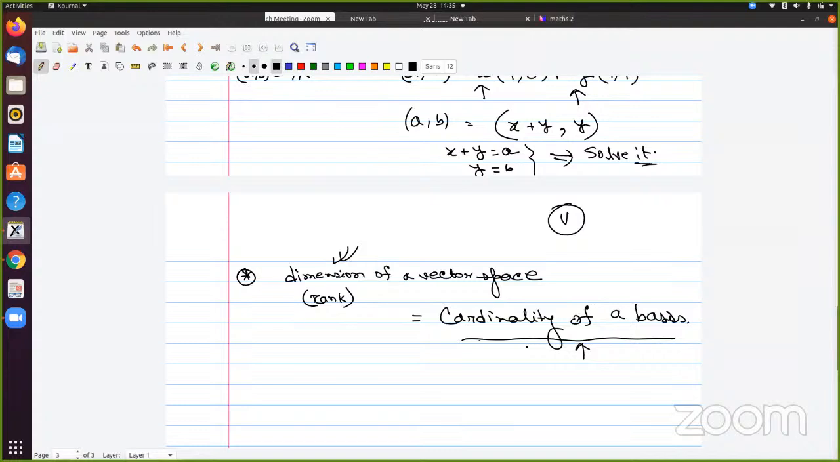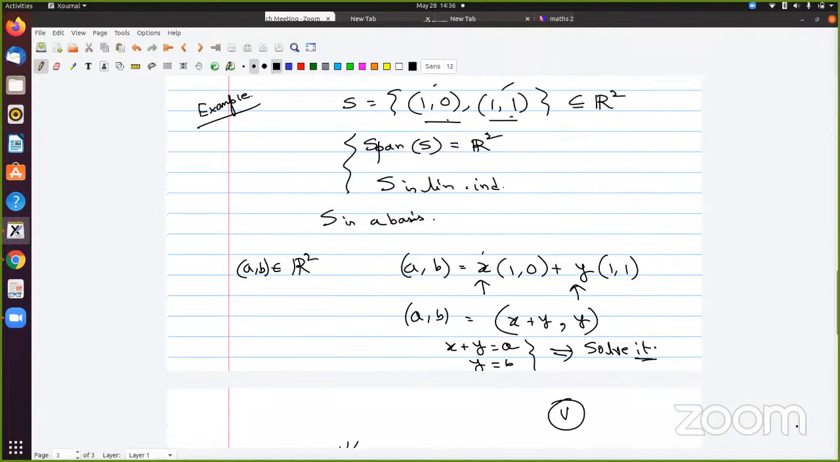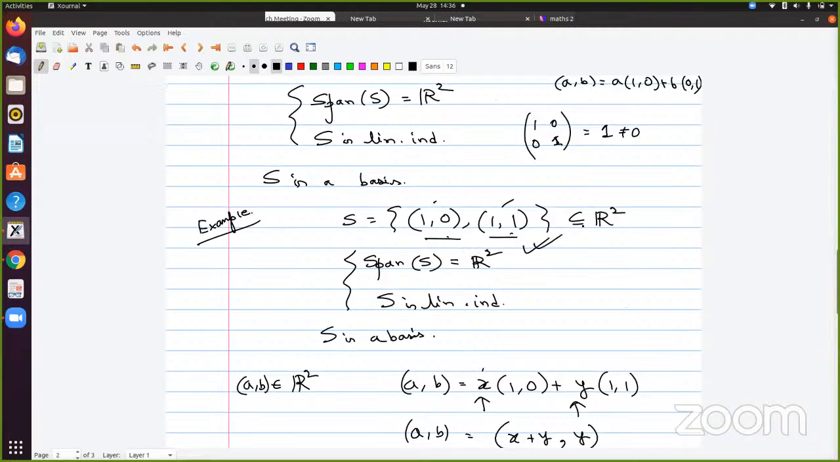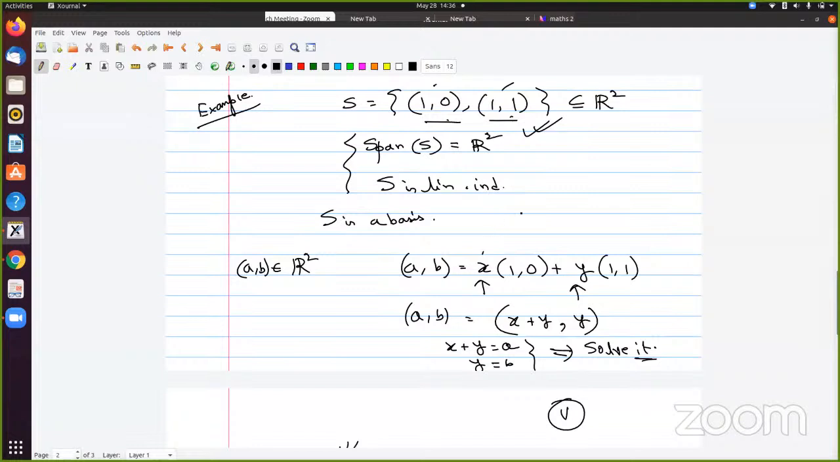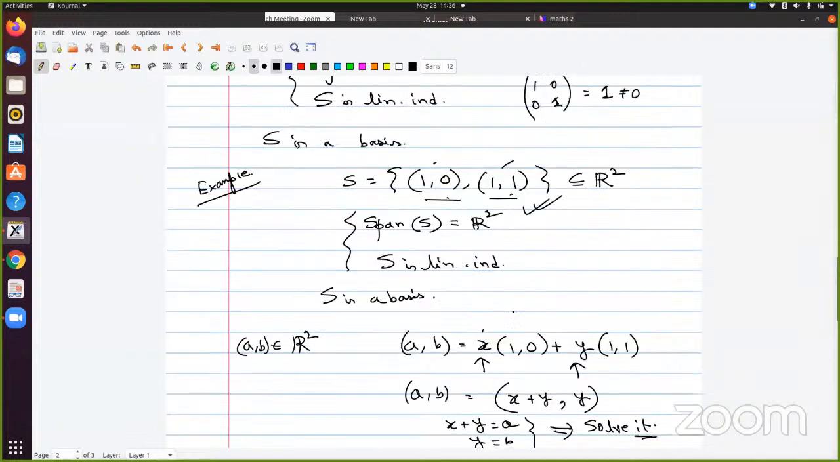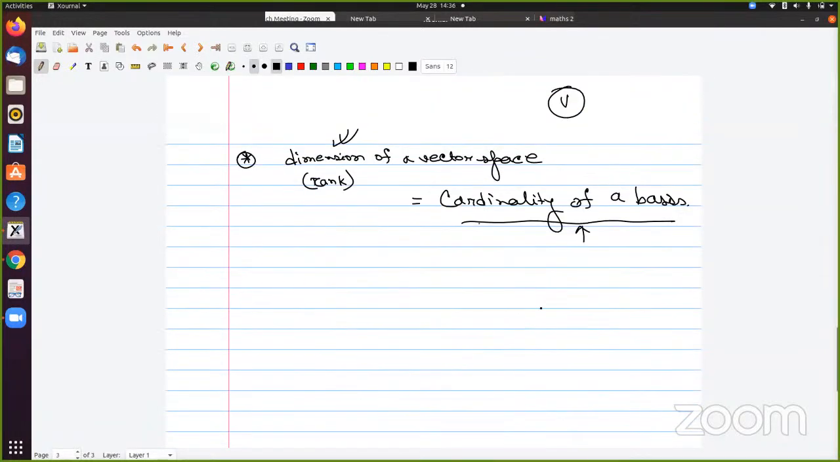Suppose the vector space is R2. What is its dimension? The dimension will be 2, because we have already seen that it has a basis with two vectors, so the dimension is 2. But the dimension of R3 will be different. The dimension of R3 will be 3. We can simply take 0 in the other coordinates and 1 in one of the coordinates.